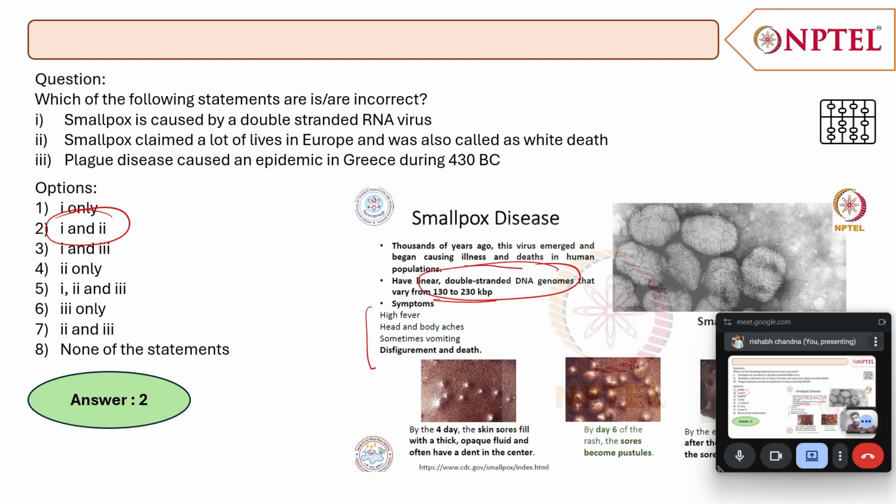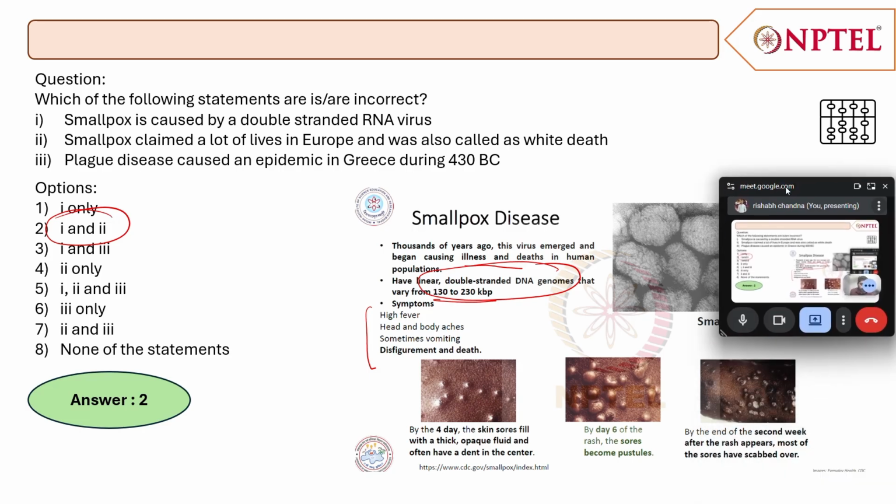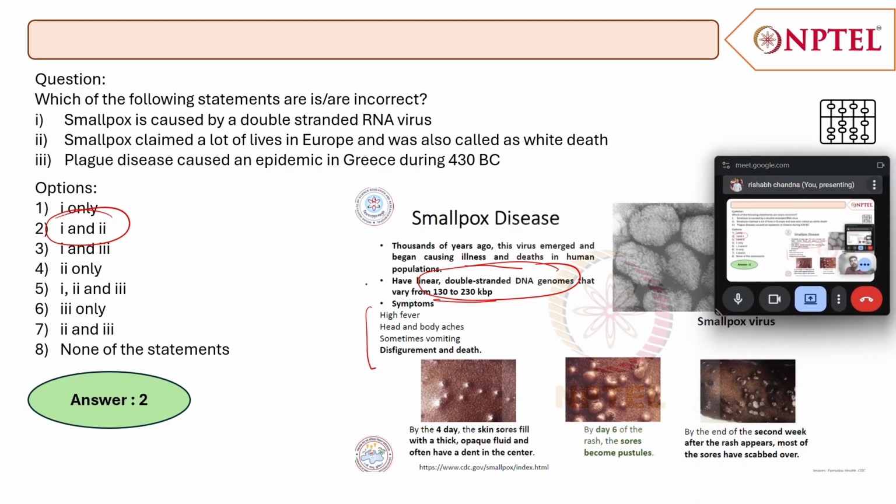This is the course of the disease. By day 4 there are some sores that are filled with thick opaque fluid and have a dent in the center. Then moving to day 6, the sores become pustules, and by the end of the second week, most of the sores are scabbed over. So this is the course of the smallpox disease.